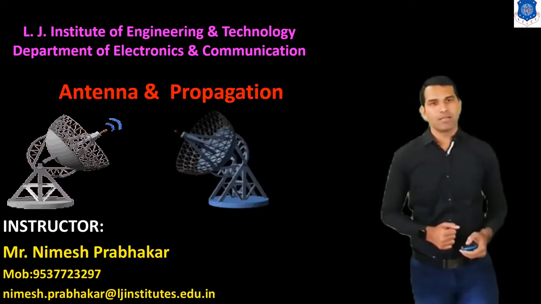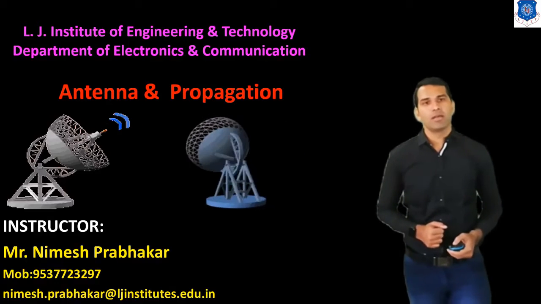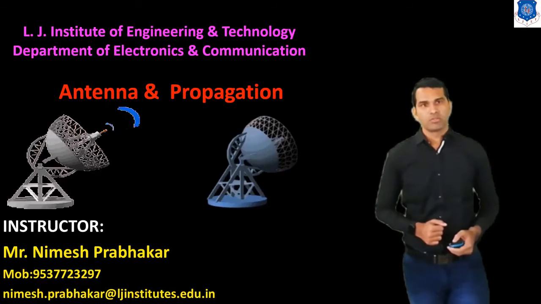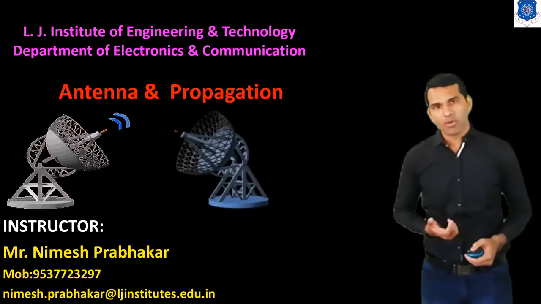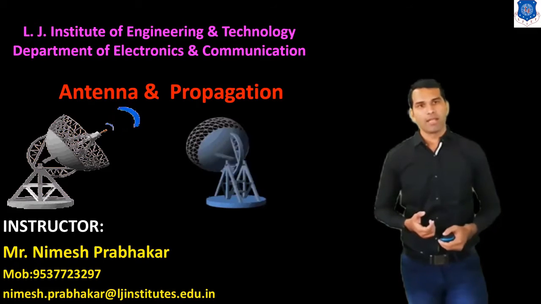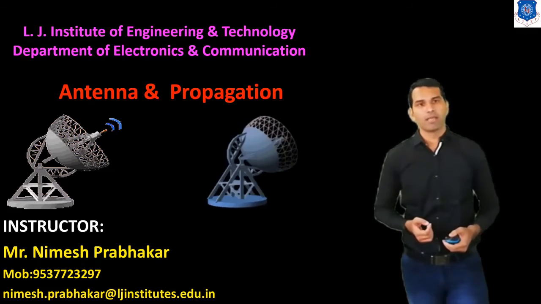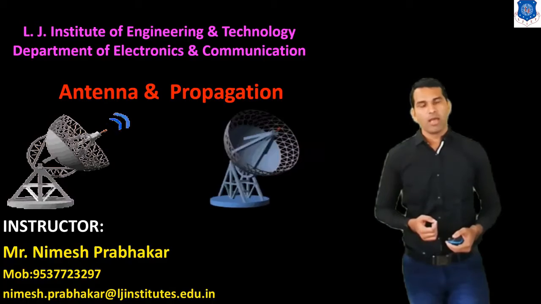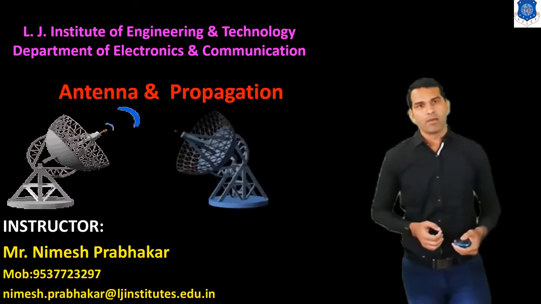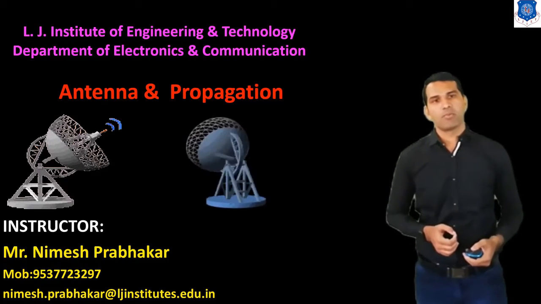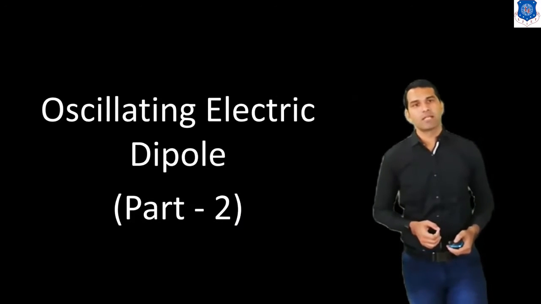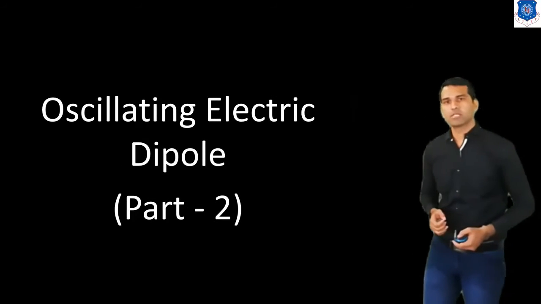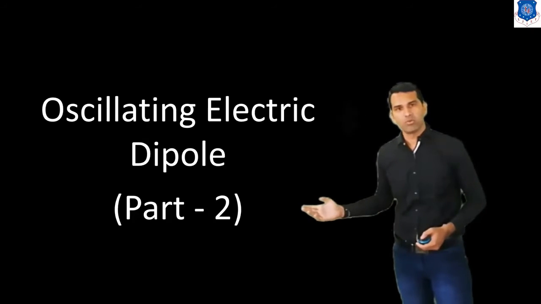So in the last lecture, we started the analysis of the oscillating dipole. In that lecture, we discussed what the oscillating dipole is and how it radiates its energy, that means electric power, electric field and magnetic field, and we started the analysis of the oscillating dipole. That means we found the magnetic field component and the electric field component. Now in this lecture we continue that portion, that means oscillating electric dipole part 2.